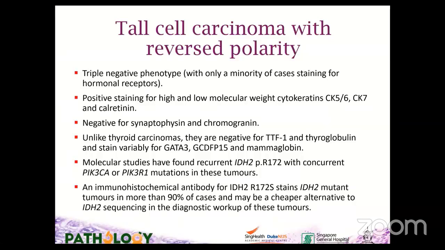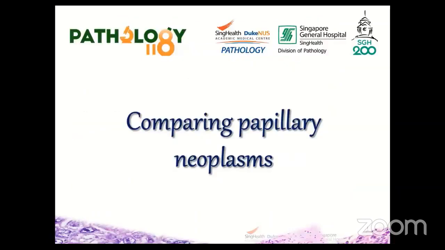Molecular studies have found recurrent IDH2 mutations with concurrent PIK3CA or PIK3R1 abnormalities. An immunohistochemical antibody for the IDH2 protein stains the mutant tumors in more than 90% of cases and may thus be a cheaper alternative to IDH2 sequencing in the diagnostic workup of these tumors.